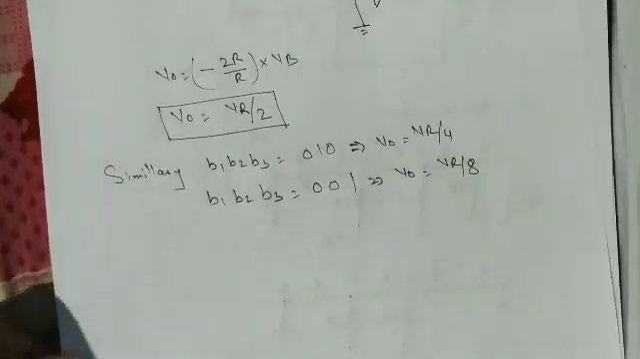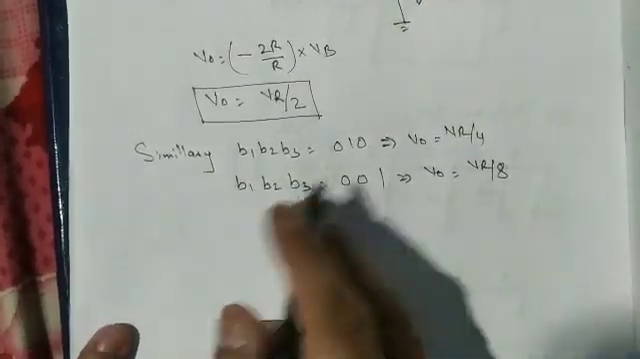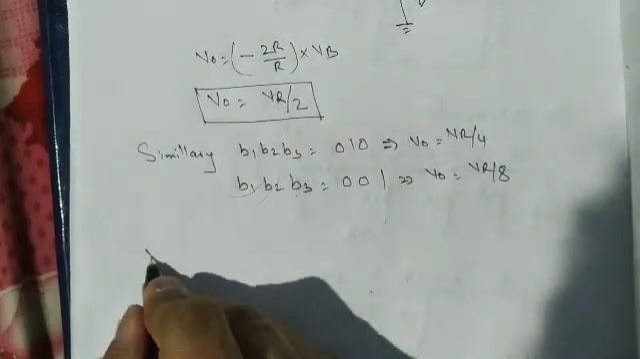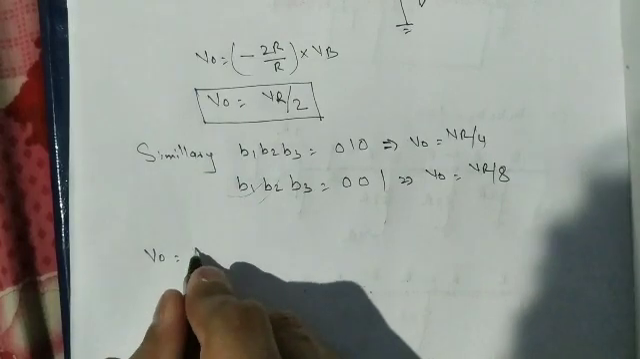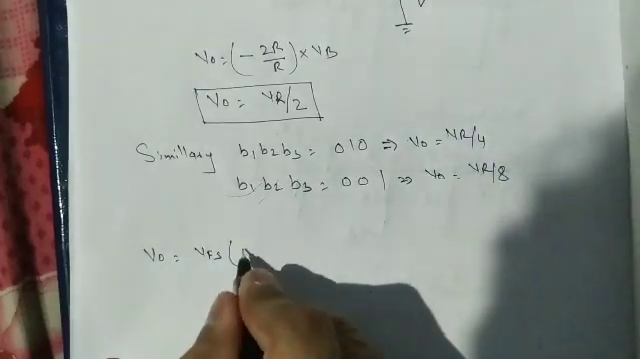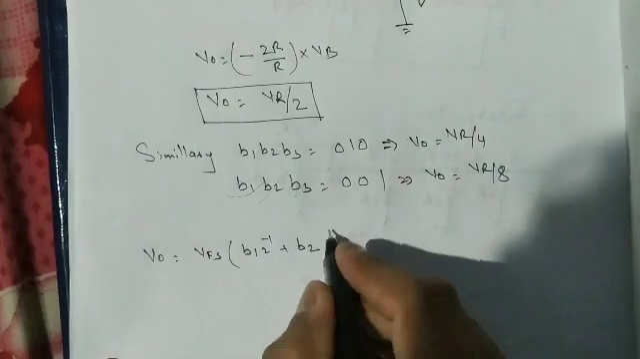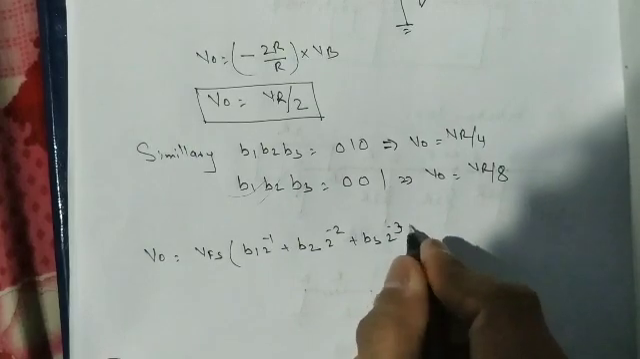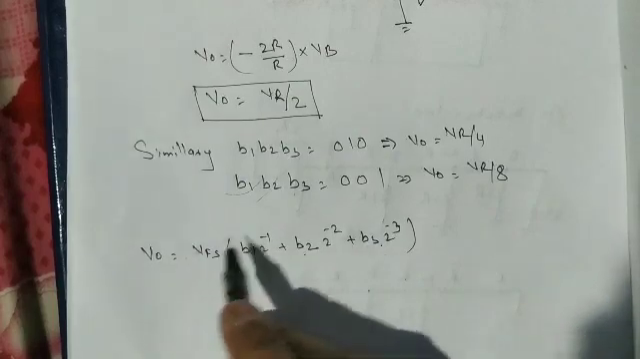Now what will be, now using superposition theorem, we will use superposition theorem like that. So V0 equal to VFS into B1 2 to the power minus 1 plus B2 2 to the power minus 2 plus B3 2 to the power minus 3, like that. When B2 is 0, B3 is 0, V0 equal to VFS by 2.